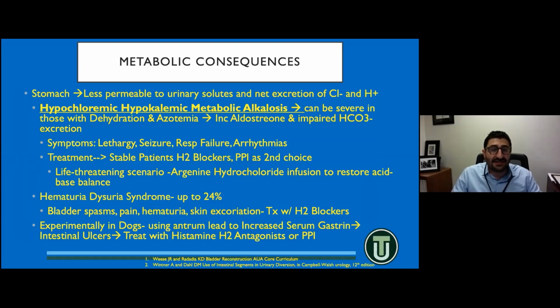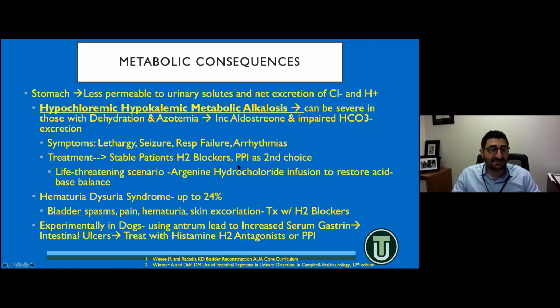So with the stomach, tends to be less permeable to urinary solutes and has a net excretion of chloride and hydrogen ions, and results in a hypochloremic, hypokalemic alkalosis. It can be exacerbated and severe if there's dehydration, natremia, which results in an increased aldosterone and further impairs bicarbonate excretion. These patients may present with lethargy, seizures, respiratory failure, or arrhythmias. The treatment for this in stable patients is histamine blockers or proton pump inhibitors. If there's a life-threatening alkalosis, arginine hydrochloride infusion can help restore the acid-base balance.